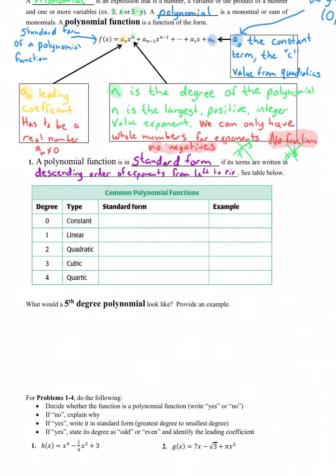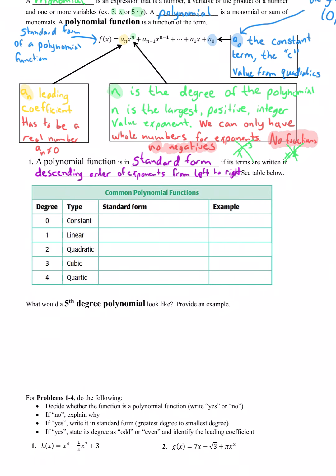From left to right. Descending order of exponents from left to right. And we'll do a couple examples of that on this table below, what I mean by that.